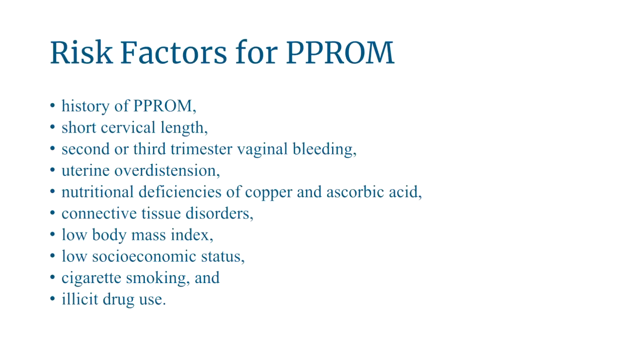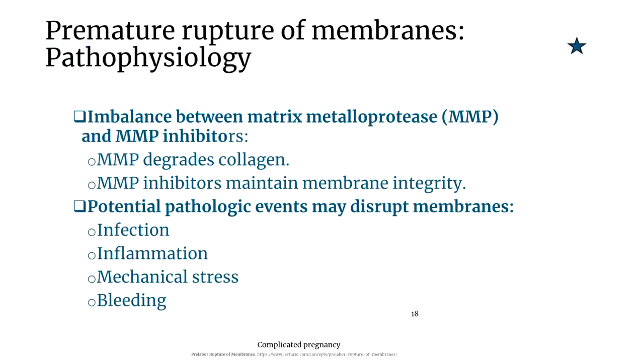So the risk factors for pre-PROM are second and third trimester vaginal bleeding, short cervical length, the use of substance abuse, drugs or smoking, low body mass, low socioeconomic status, nutritional deficiency of copper or ascorbic acid, and uterine distension because of polyhydramnios or multiple gestation. The imbalance between the matrix proteases and the inhibitors of those proteases is part of the pathophysiology, and also the pathological events that will disrupt the membrane, starting with an infection, inflammation, mechanical stress, or bleeding.